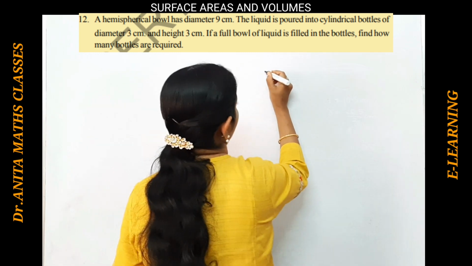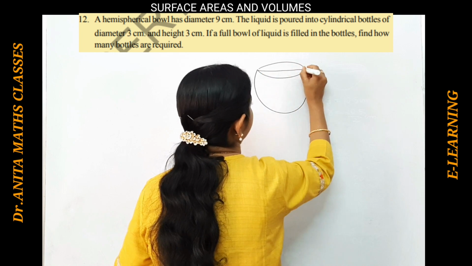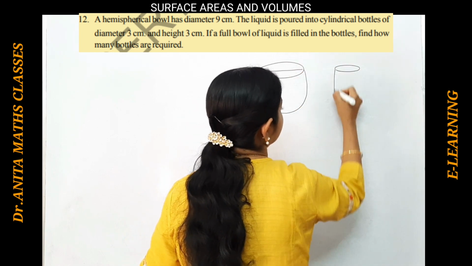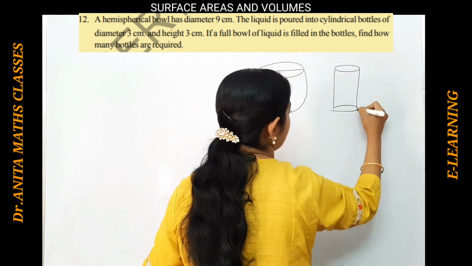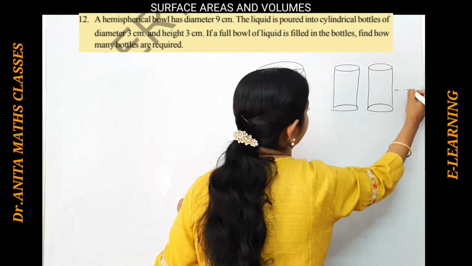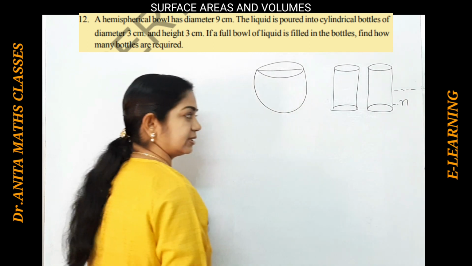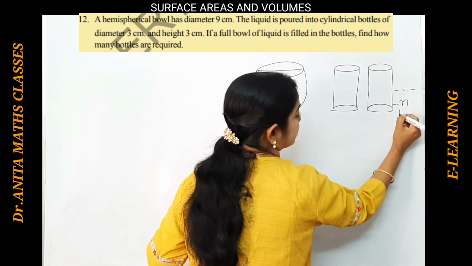So let us draw that hemispherical bowl. Okay. And there are cylindrical bottles. Likewise, how many bottles we have, we don't know. Let us suppose it as n bottles. N cylindrical bottles.